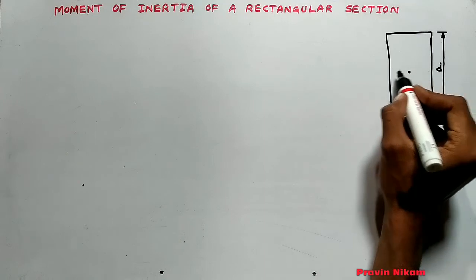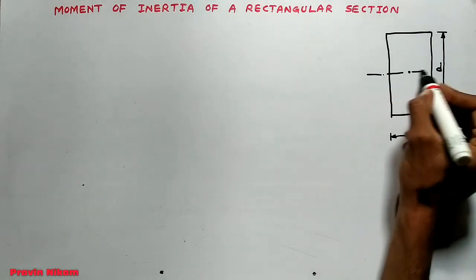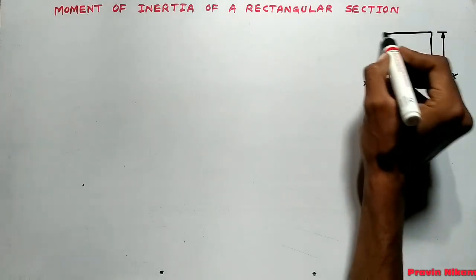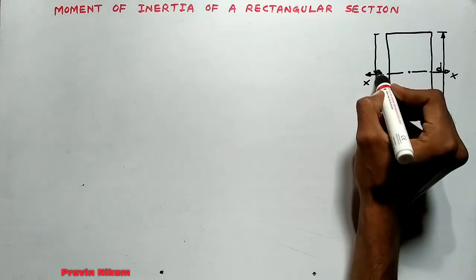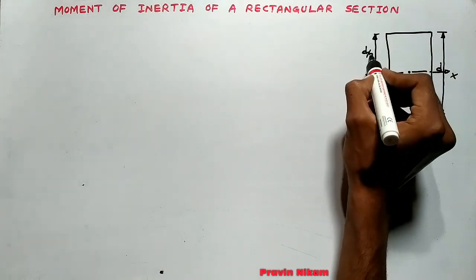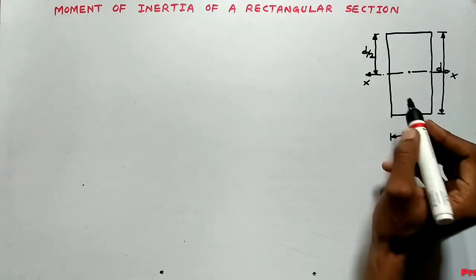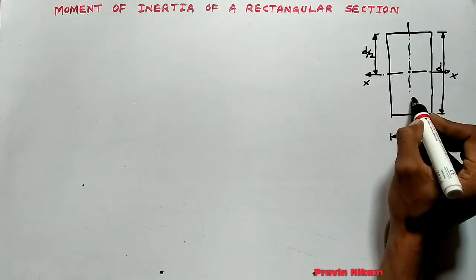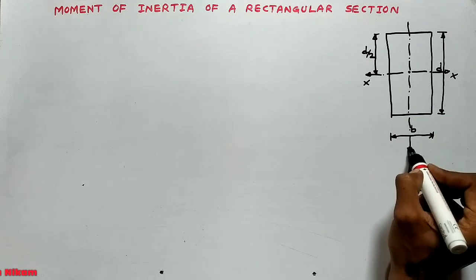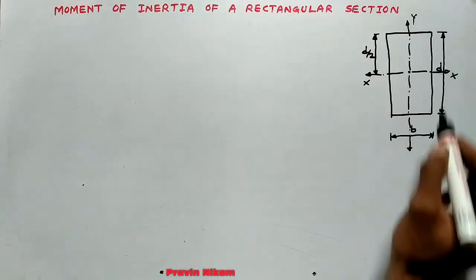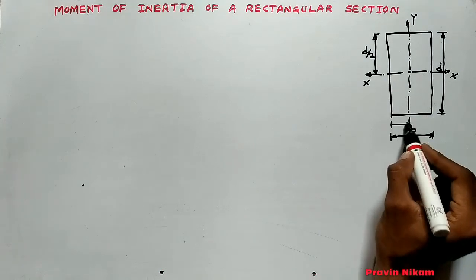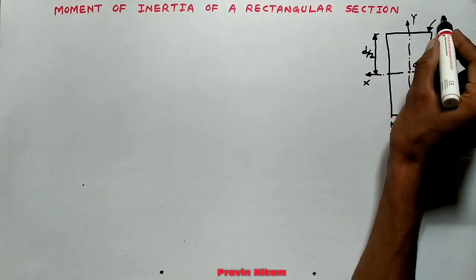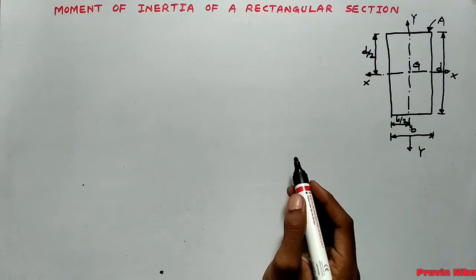Now this is the centroid and this is the centroidal x-axis, at D by 2, because the centroid of a rectangle is at D by 2 from the vertical side. This is the vertical centroidal axis, that is YY, and it is at B by 2. This is G, and the total area of this rectangle is A.